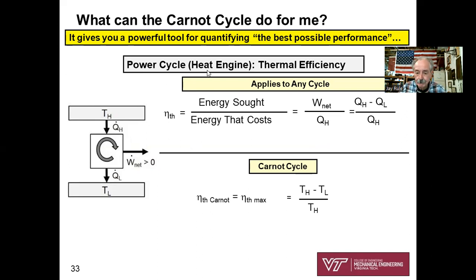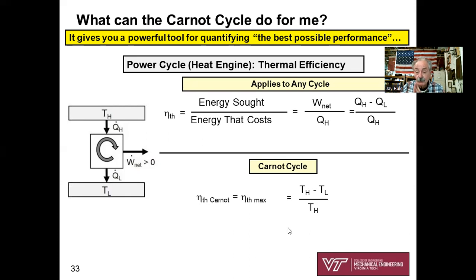It's a heat engine. Okay. What are the fundamentals that apply to any cycle in the world, not just the Carnot cycle? The thermal efficiency is the energy sought over the energy that costs, QH minus QL over QH, W net over QH. I hope you got that in your head. Now, the Carnot cycle represents the maximum possible thermal efficiency that can be achieved. So here I put eta thermal Carnot equals eta thermal max, which equals TH minus TL over TH.